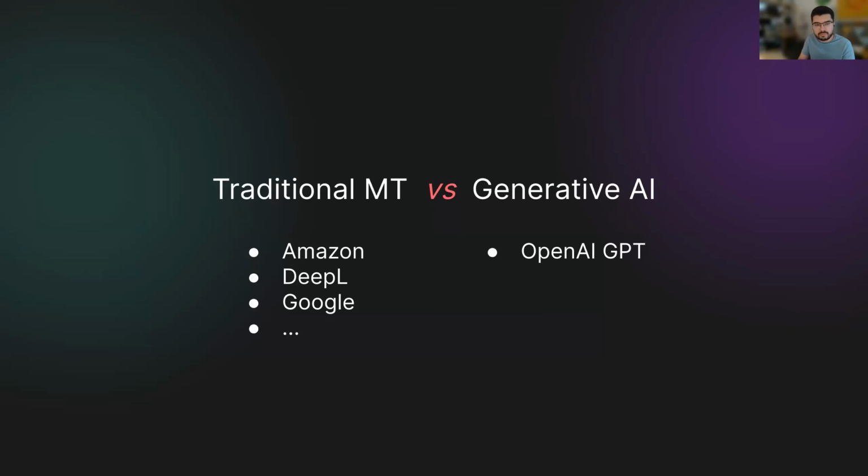The other pro of traditional MT is that it's fast. You can expect a typical document to be translated within seconds. So if you really want to quickly translate the document and start working on it, traditional MT is great for that. So let's talk about generative AI, how it compares to MT.